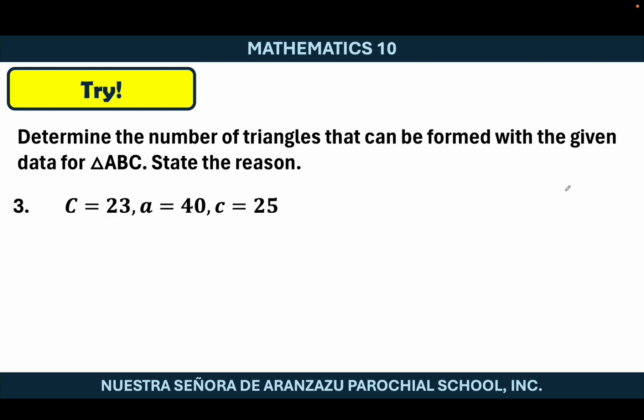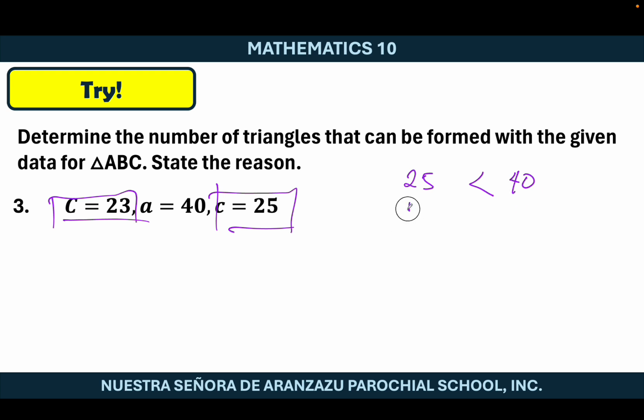Next, angle C is 23, side A is 40, side C is 25. Okay? Now, your given angle is still acute. Side A is 40, side C is 25. Now, which one is the opposite side? Okay? It is not always the second, ha? Here, since your given angle is C, therefore, the opposite side is 25. Comparing 25 to the other side, which is 40, 25 is less than 40.